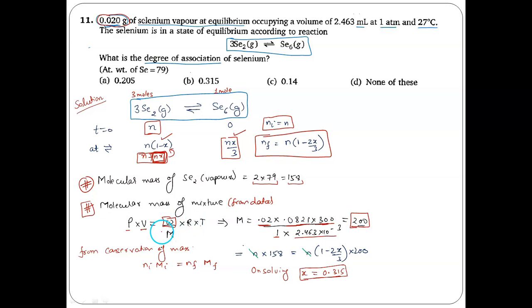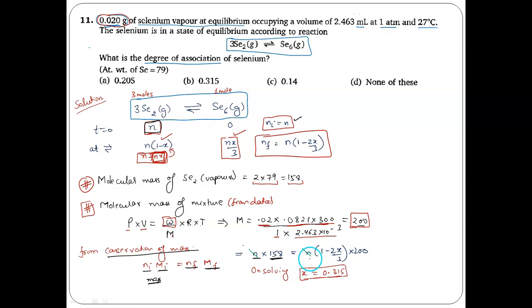Now we know that the total mass is conserved because a part of selenium Se2 was converting into Se6, therefore the total mass is conserved. So from the conservation of mass, we can say that the initial number of moles into the initial molecular weight is equal to the final number of moles into the final molecular weight. n into M is nothing but the mass or weight. Okay, so the initial number of moles was n, and the molecular weight was entirely Se2, so that is 158.